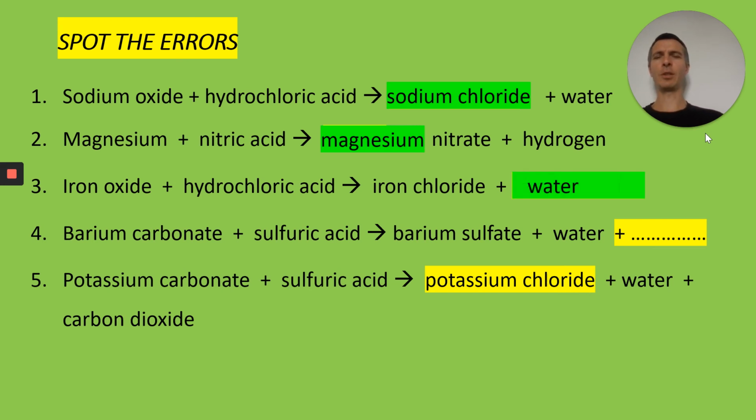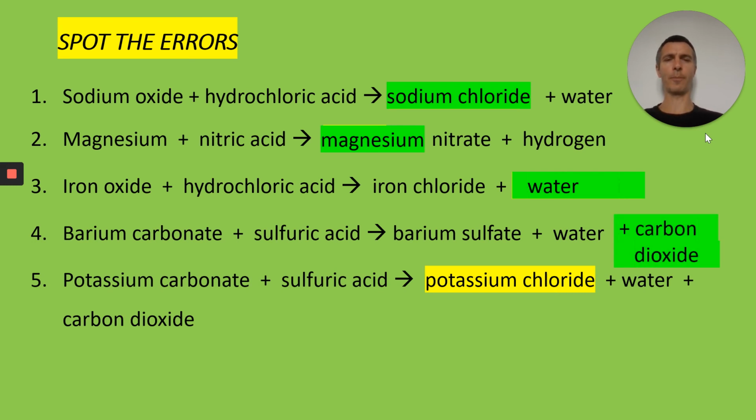The next one, we're actually missing something. Barium carbonate was one of the reactants which would give off carbon dioxide, so we're missing the CO2 from that one. And the bottom one, we have got potassium carbonate and sulfuric acid. Sulfuric acid does not give a chloride, it gives a sulfate, plus water, plus carbon dioxide.